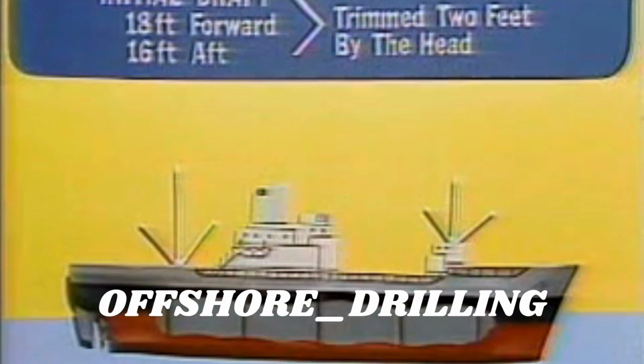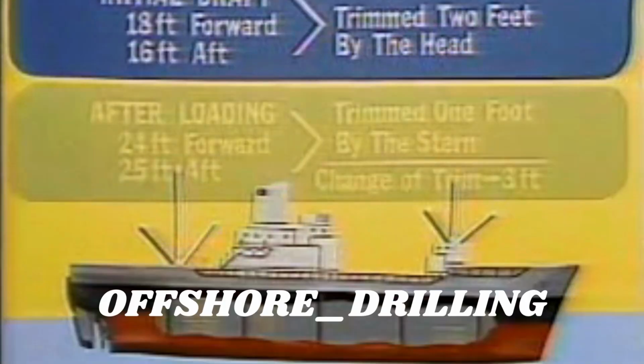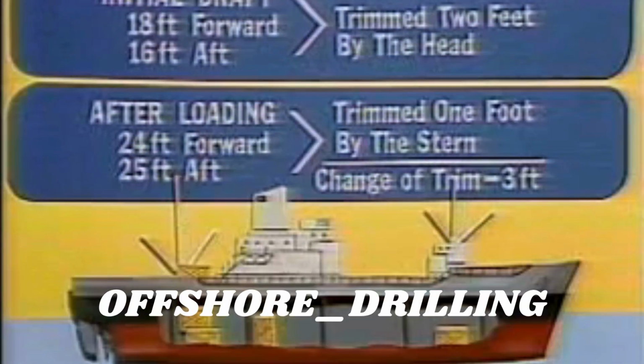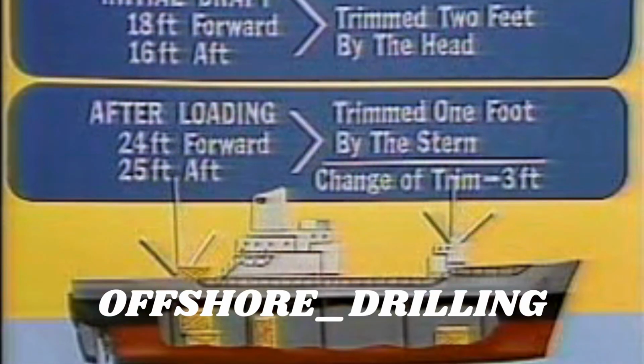In our second problem, we have an initial draft of 18 feet forward and 16 feet aft, giving us a trim of 2 feet by the head. If, after loading, the draft becomes 24 feet forward and 25 feet aft, we get a trim of 1 foot by the stern. The trim has changed from by the head to by the stern, so we add the 2 trims, 2 feet and 1 foot, to obtain a change of trim of 3 feet.